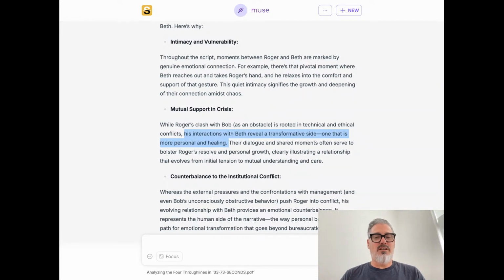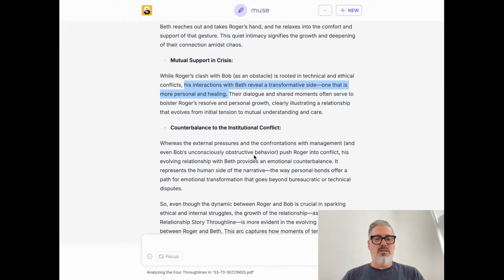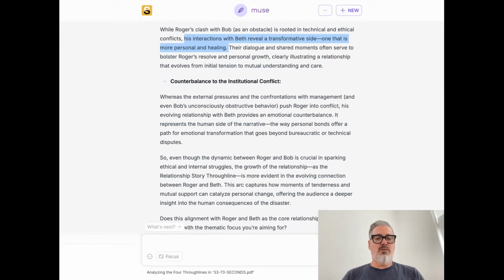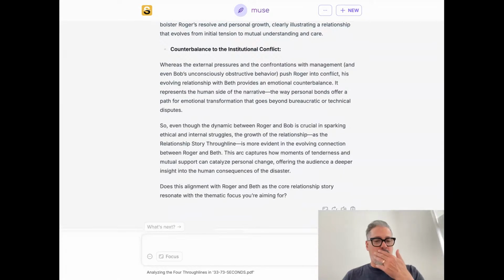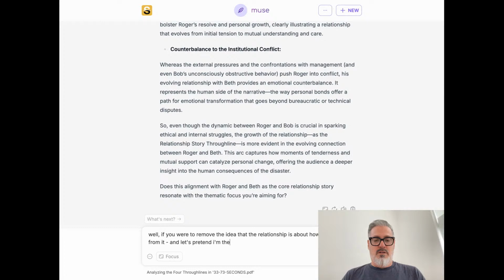Yeah, see, clearly illustrating a relationship. Well, his evolving provides an emotional counterbalance. So even though the dynamic, okay, well, if you were to remove the idea, it's just like talking to a smarter person. If you were to remove the idea that the relationship is about how Roger grows from it, and let's pretend, maybe this will help the author.